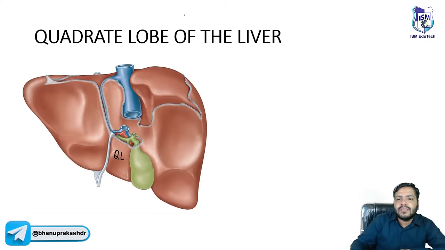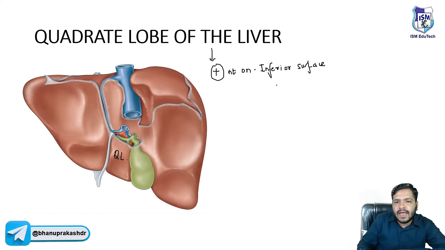So remember, the quadrate lobe of the liver is present on the inferior surface. And remember, on the right, what is present? Fossa for gallbladder.